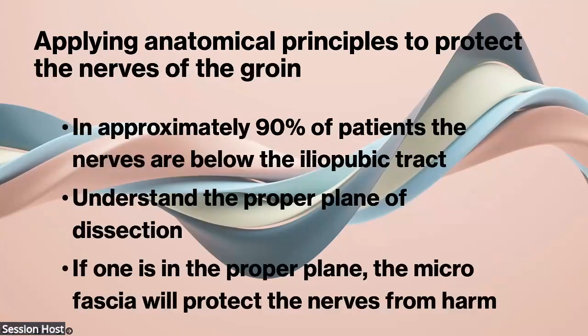In approximately 90% of patients, the nerves are below the iliopubic tract. And we all know why we don't put fixation below the iliopubic tract. But 10% are above the iliopubic tract. And so you must be very careful if you're going to use fixation, where to place that fixation. Understand the proper plane of dissection. If one is in the proper plane, the microfascia will protect the nerves from harm.